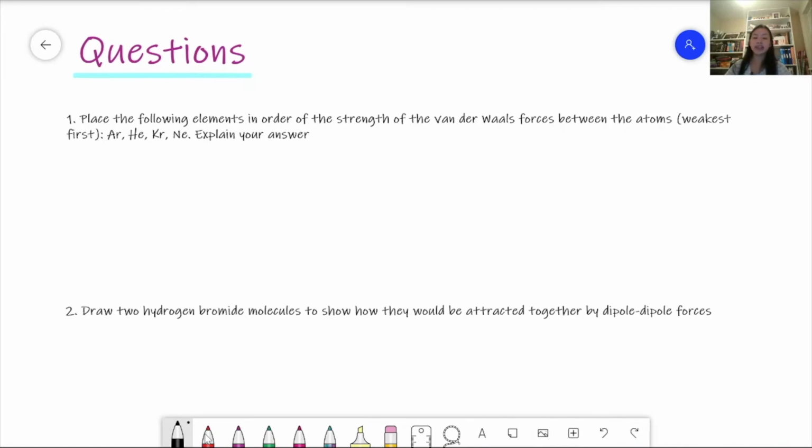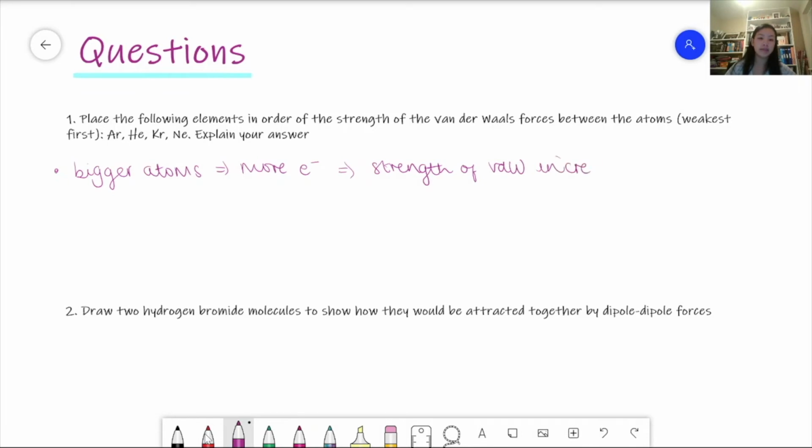The first question asks to place the following elements in order of strength of the van der Waals forces between the atoms, weakest first. We learned before that if you have bigger atoms, that means more electrons, so the strength of van der Waals increases. Basically we just need to place them in order of size.